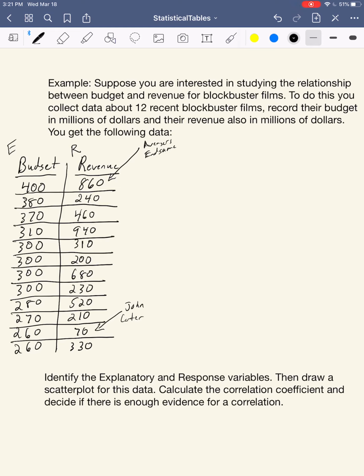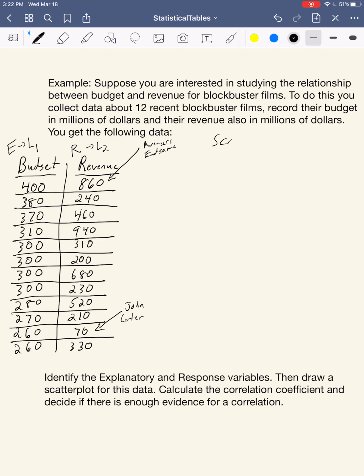Now, if you've watched the video about using the calculator to calculate the correlation coefficient, you'll know that there's another reason that it's important to get explanatory and response. You'll know that when we go to type this data in, you'll want to put the explanatory into L1 and the response into L2. And I would recommend, if you've watched that calculator video, it's probably not a bad idea to just go ahead, pause this video right now, and type this data in so that you can follow along. All right, so we've identified the explanatory and response. Let's go ahead and draw our scatter plot.